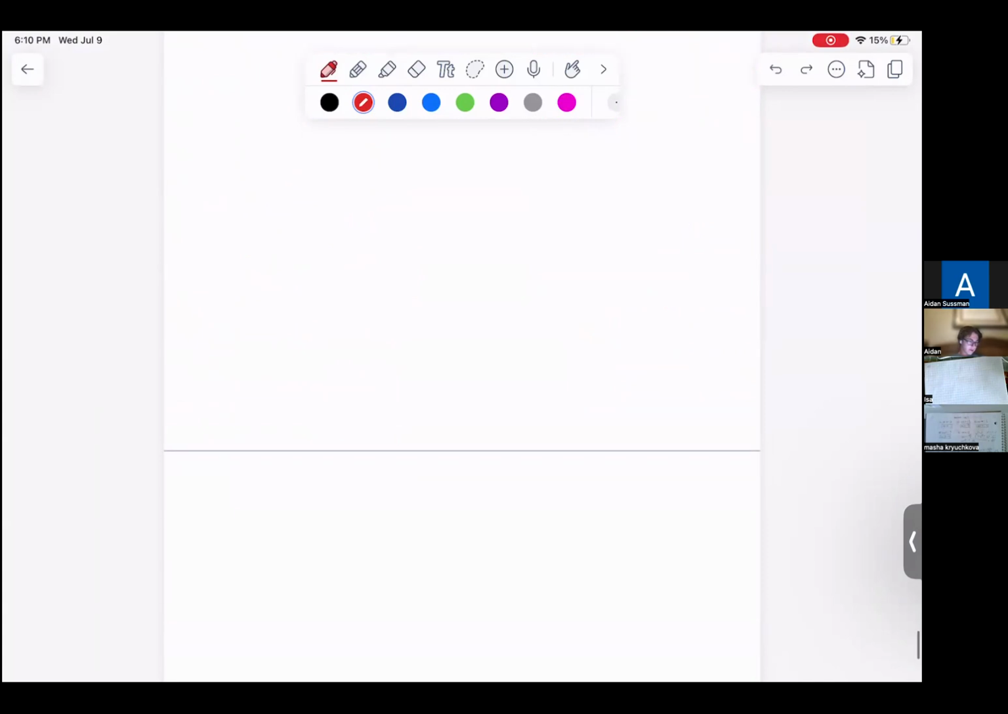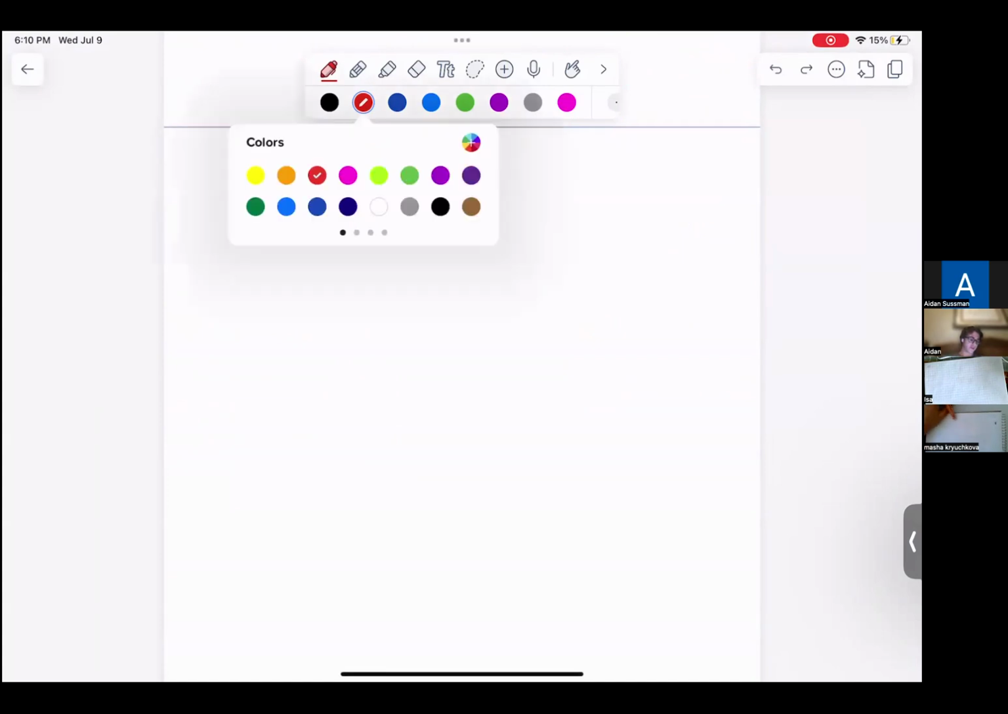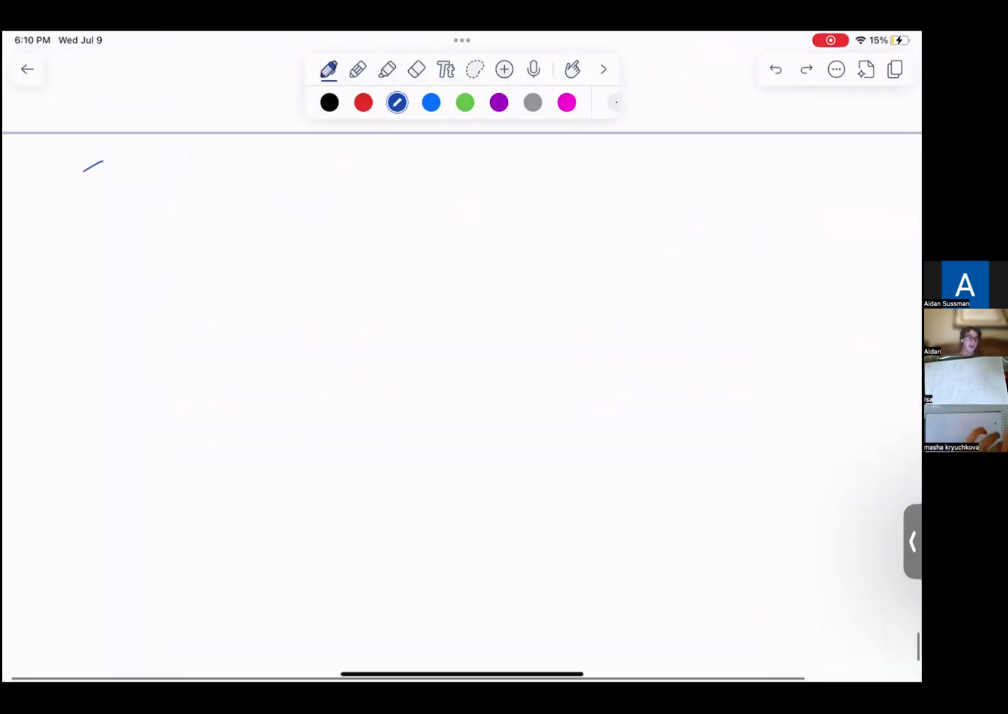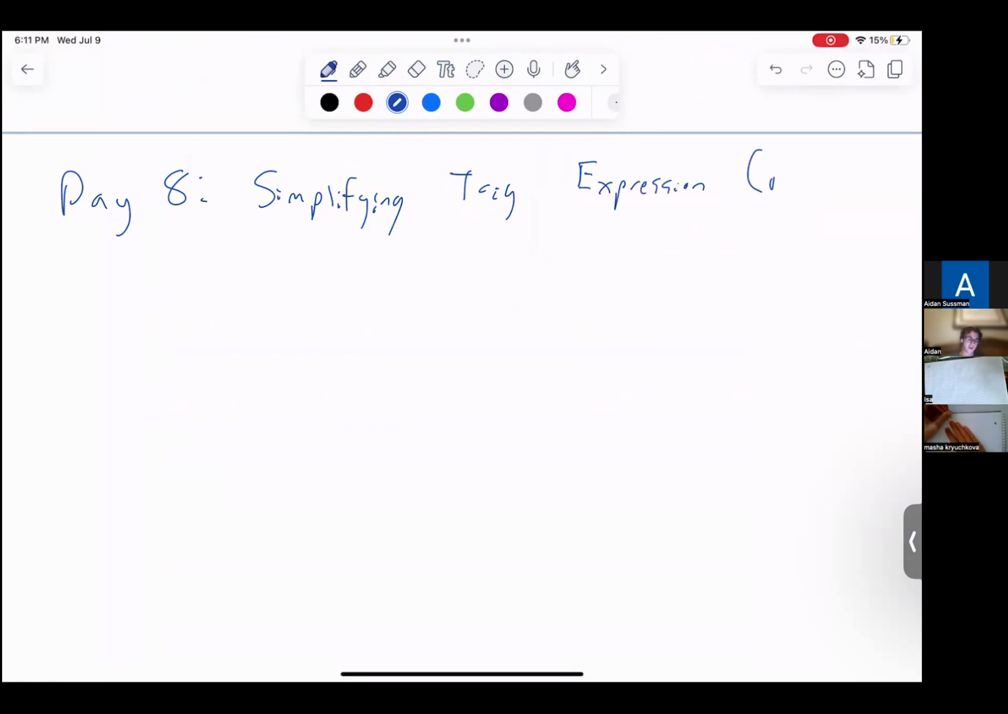But otherwise, let's begin. So today we are going to be continuing with simplifying our trig identities, or trig expressions is what I should call them. So this is day 8, and we are simplifying our trig expressions. And this is part 2.